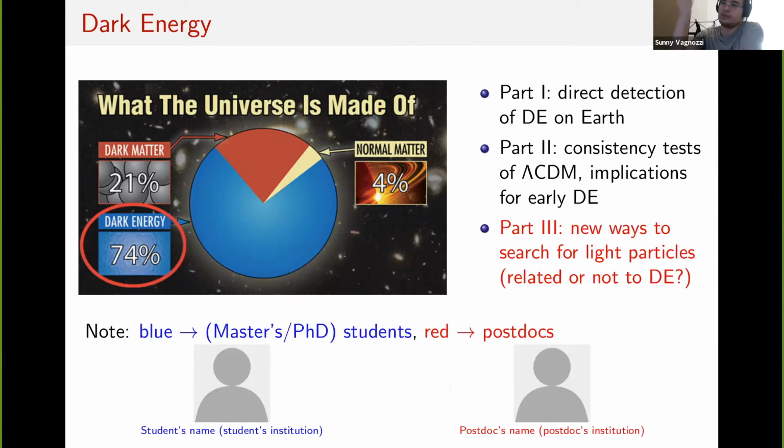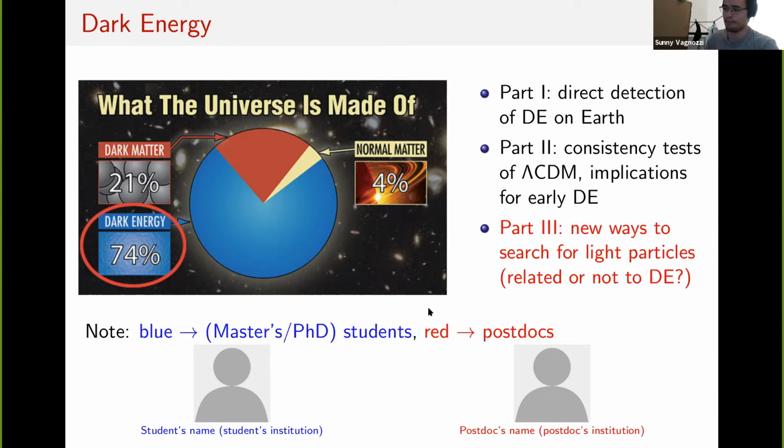In the first part, I will talk about what I call direct detection of dark energy here on Earth. In the second part, I will take a more cosmology point of view and tell you about consistency test of lambda CDM in a way which is as model agnostic as possible, and what we can learn about dark energy at early times, where by early I mean pre-recombination. In the third part, I will talk about new ways to search for light particles, which might be related to either dark energy or dark matter or neither, using black hole shadows and asteroids and planets.